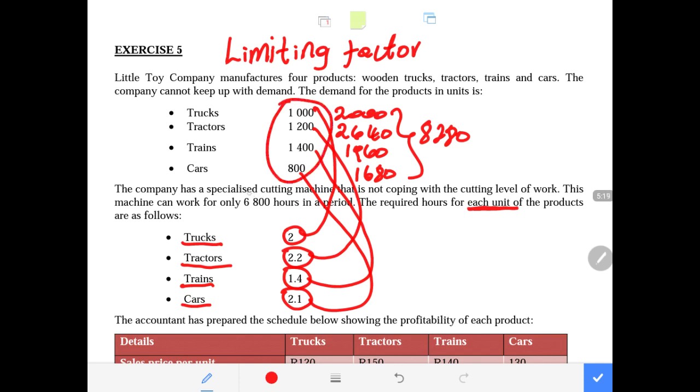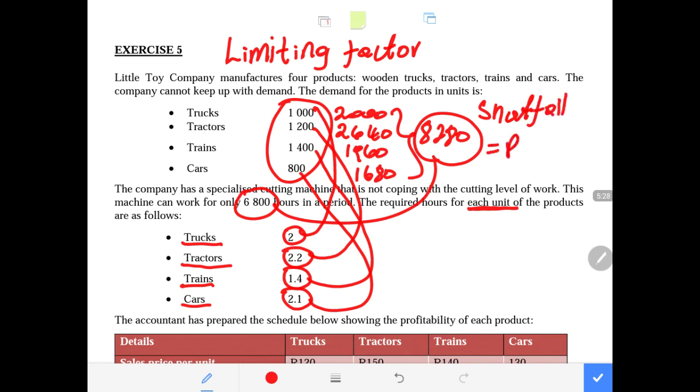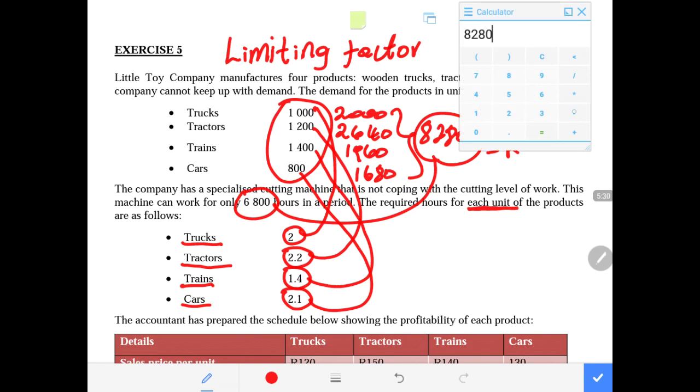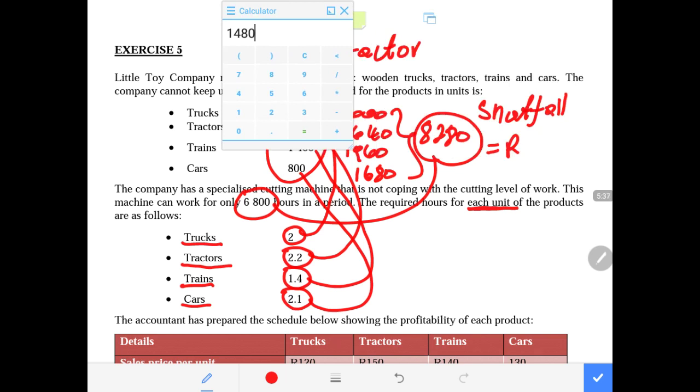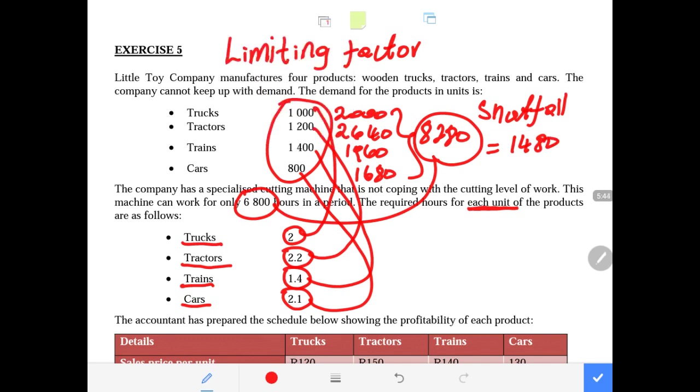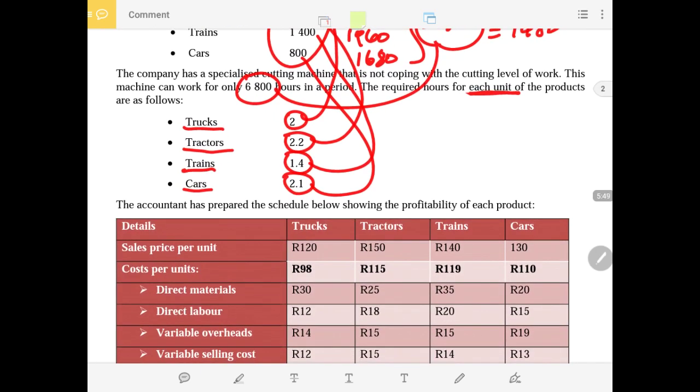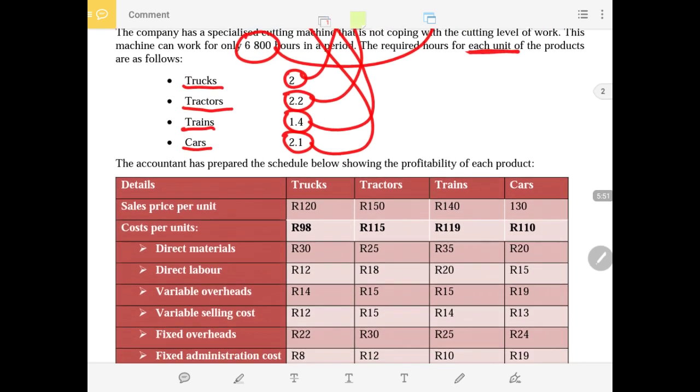But what is available is less than what is required. So the difference becomes what you call the shortfall, and the shortfall is the first requirement. If you subtract what is available, we get 1,480 hours as the shortfall. So 1,480 hours is the shortfall. Now let us proceed, though we did answer number 1, and read further.